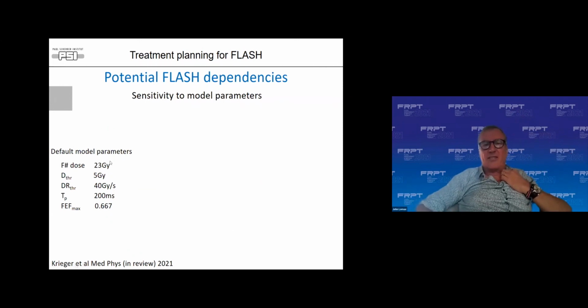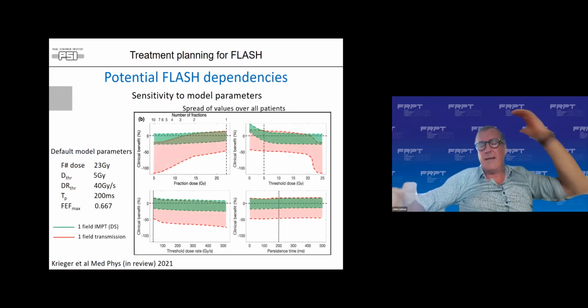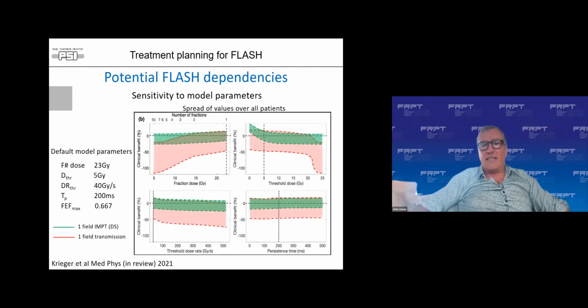Now, of course, this is a model and it has some parameters, and let's face it, none of us really know what these parameters are. These are the assumptions we made here for these cases: 5 gray dose threshold, 40 gray per second dose rate threshold, a persistence time of 200 milliseconds. So how sensitive are these plans to these parameters? Well, we looked at that as well. These are some plots of how this clinical benefit varies as a function of fraction dose. The threshold dose, we took 5 in what I showed before, but we varied it between close to 0 to 25. We looked at the threshold dose rate. We looked at the persistence time. And these bands now are over all the 10 cases.